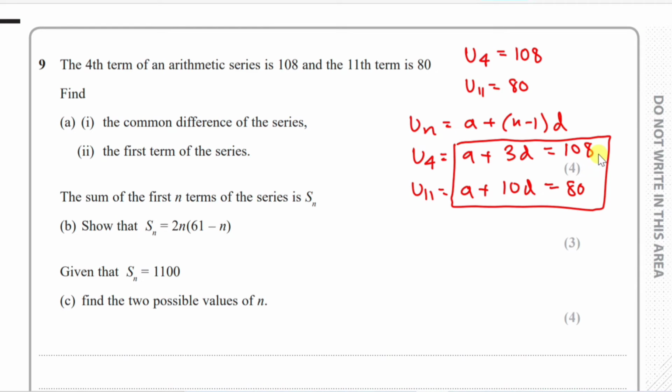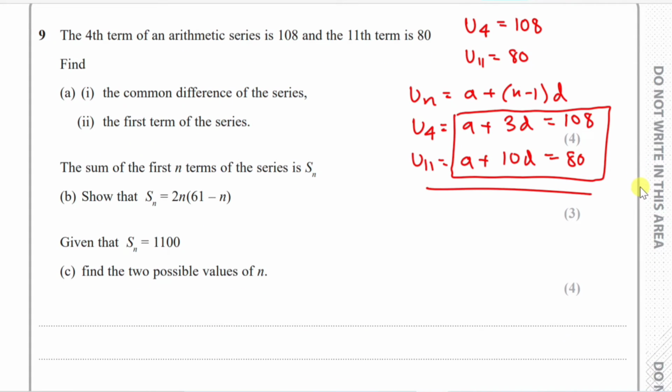In fact, we can deal with it right now, because part a tells us to find the common difference d and the first term a. So let's solve this simultaneously. So what we could do, we could subtract the equation, so a plus 10d equals 80 minus the top row. If you subtract them, you're going to get a's that cancel out. 10d take away 3d is 7d, and then 80 take away 108, that should give us minus 28. And then dividing by 7, you get minus 4. So the common difference is minus 4.